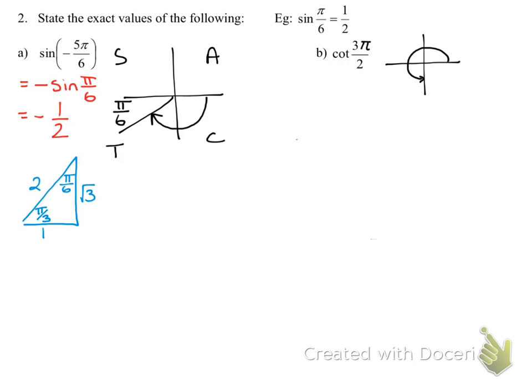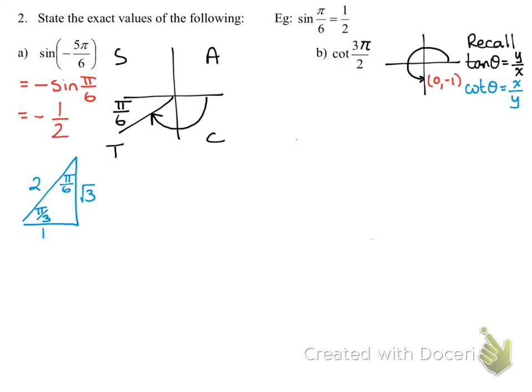Cot 3 pi by 2. 3 pi by 2 is right there, and it's on the axis. So we need to remember that the definition of tan theta is y over x, right? Or sine over cos, and sine is y and cos is x. So once we have that definition, we can remember that that point right there is (0, -1). And instead of tan, we're actually looking for cotangent.